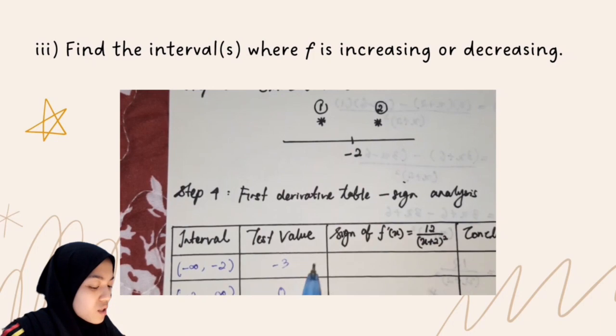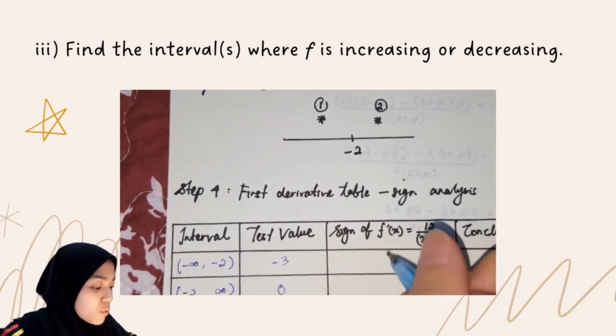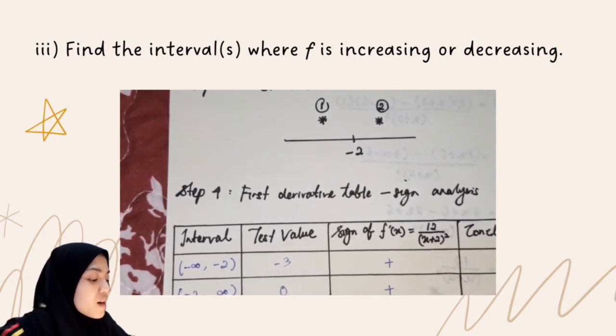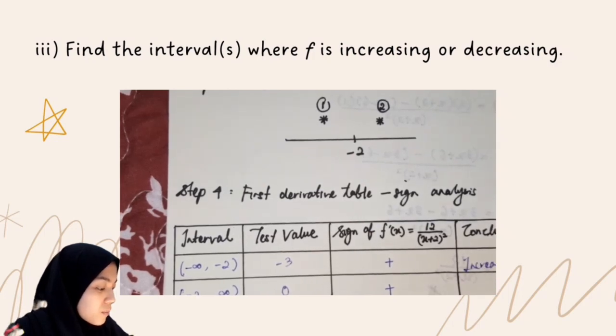So we substitute this into the function. Then if the final answer is positive, we put here a positive sign. Then it is increasing.